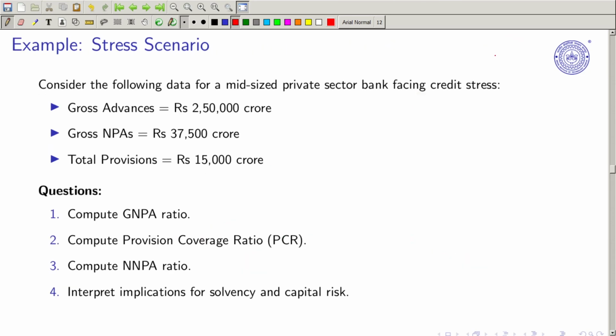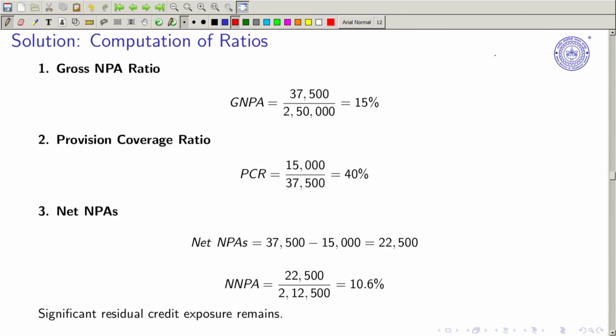Okay. Now here we have the stress scenario. Consider the following data for a mid-sized private sector bank facing credit stress. Suppose gross advances are 2,50,000 crore, gross NPAs are 37,500 crore, and total provisions are 15,000. Compute the GNPA ratio, compute the PCR and NNPA, and interpret in terms of solvency and capital risk. So the GNPA ratio is how much? 37,500 upon 2,50,000.